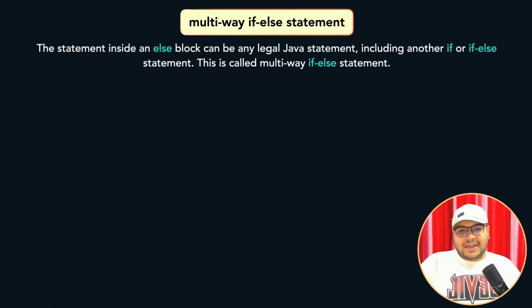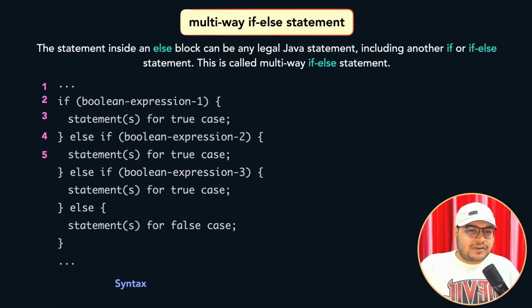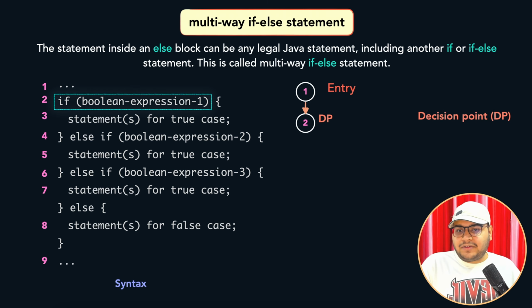The multi-way if-else statement, or if-else-if ladder, is a series of if-else statements that provide multiple alternatives for the execution of code based on the evaluation of multiple conditions. Here's the syntax for the same. It's useful when you have several conditions to check and you want to choose exactly one out of several possible alternatives. The control flow graph starts at node 1 and evaluates conditions sequentially from top to bottom.